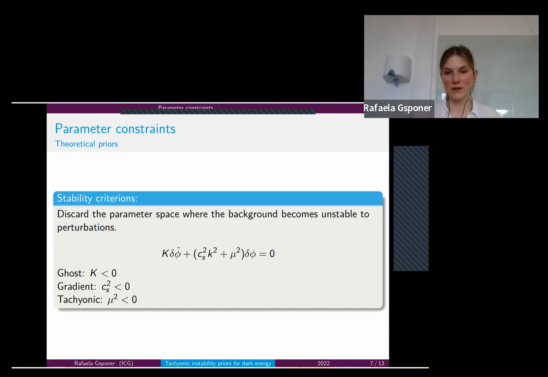First one would be the ghost instability, which corresponds to a negative kinetic energy. Second, the gradient instability, which corresponds to the sound speed squared being negative, and it leads to an exponential destabilization of the background. And the third one would be the tachyonic instability, which corresponds to a negative mass squared of the field.